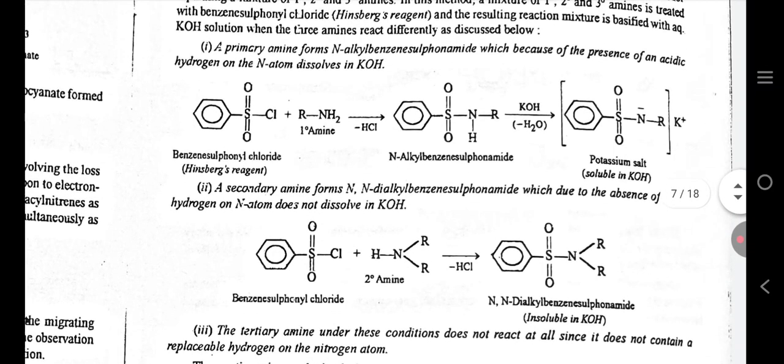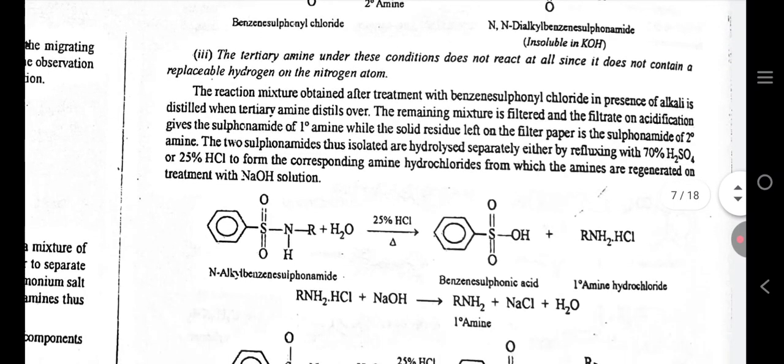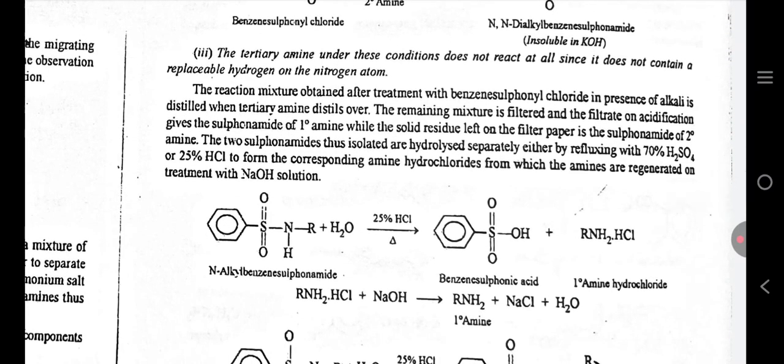A primary amine forms an N-alkyl benzene sulfonamide which, because of the presence of an acidic hydrogen on the N atom, dissolves in KOH. A secondary amine forms an N,N-dialkyl benzene sulfonamide which, due to the absence of acidic hydrogen on the N atom, does not dissolve in KOH. The tertiary amine under these conditions does not react at all since it does not contain a replaceable hydrogen on the nitrogen atom.